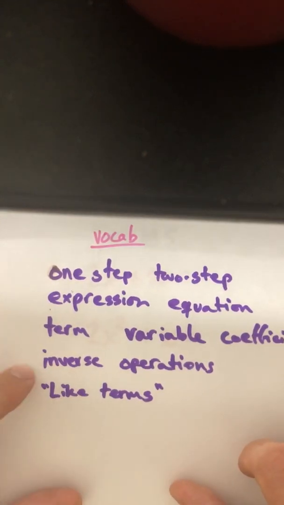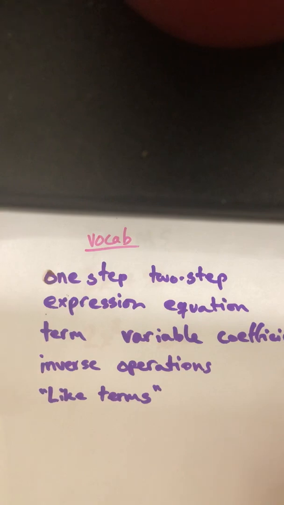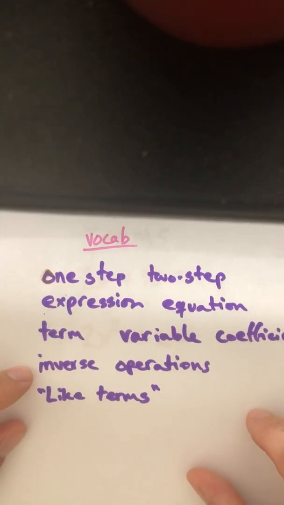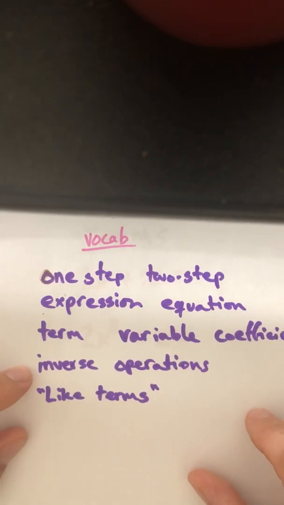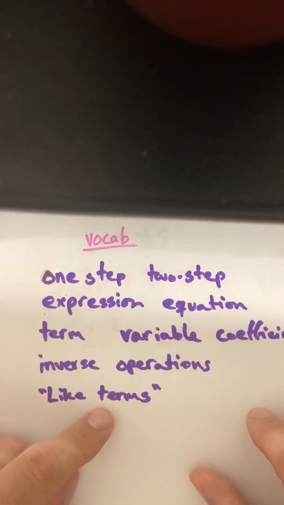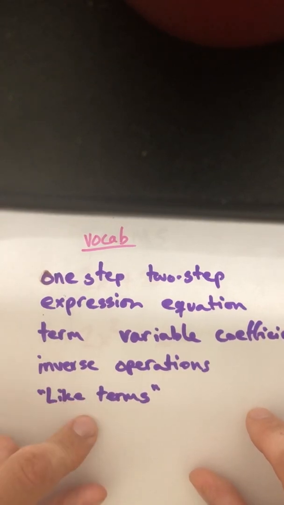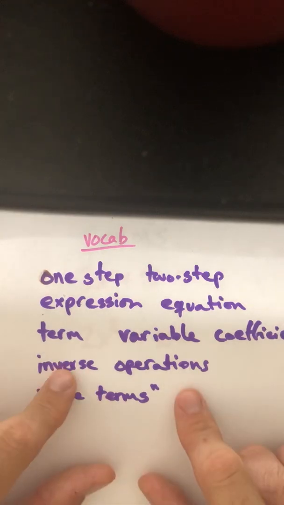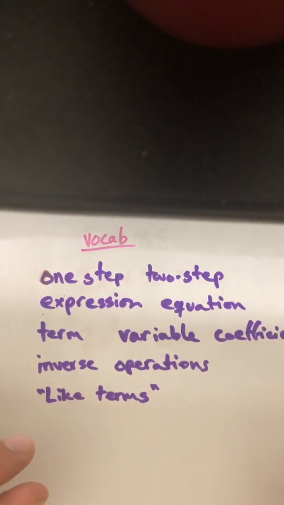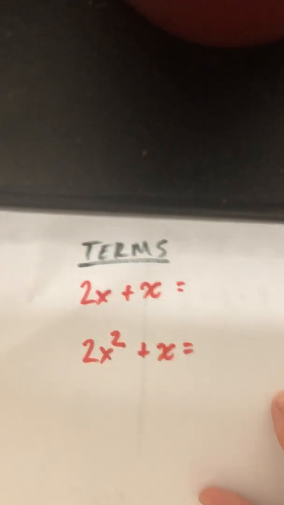The inverse operation, this is how you solve an equation, and so it's two operations that cancel each other out. So for example, the inverse of subtraction is addition, and the inverse of multiplication is division. Like terms are sets of terms that have the same variable and exponent, and so you can put them together. You can add unlike terms, but you can't put them together, whereas like terms, you can simplify into one term. Okay. All right, so here's terms.